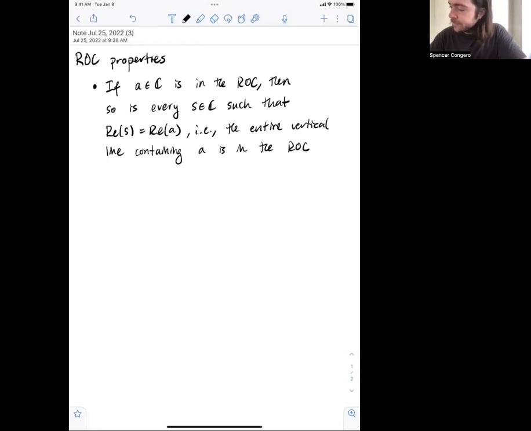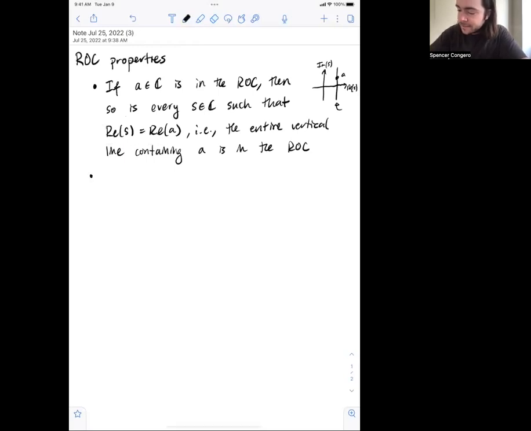So if I have a little picture here of an ROC, and this is my A, then every S that has the real part equal to that of A, that entire vertical line, is also in the ROC. So if there's a complex number A in the ROC, then the entire vertical line containing it, all the numbers whose real part equals the real part of A, is also in the ROC.